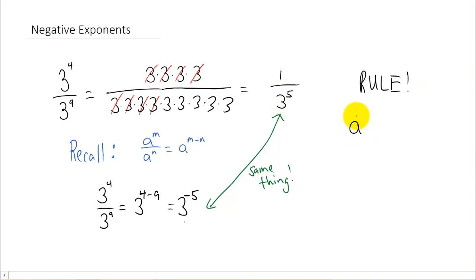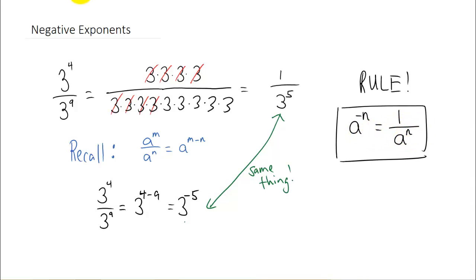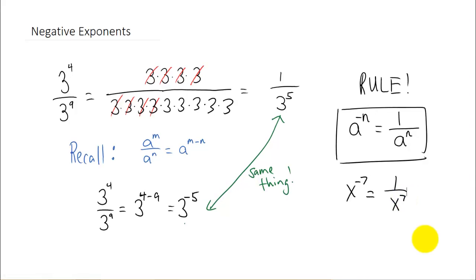You can take any base raised to a negative power, and that is the same thing as 1 over that base to the positive power. So as a really quick example, x to the negative 7th power is the same thing as 1 over x to the 7th power. Well, let's use that idea to come up with another rule.